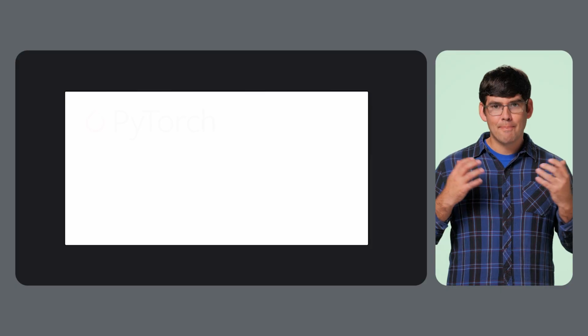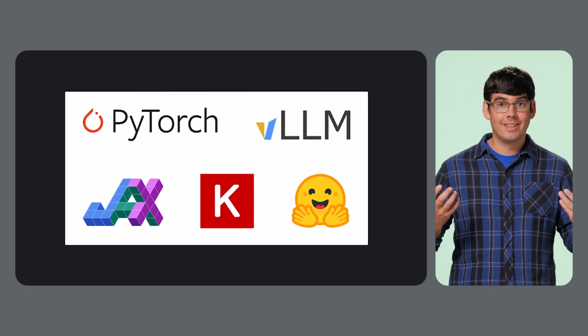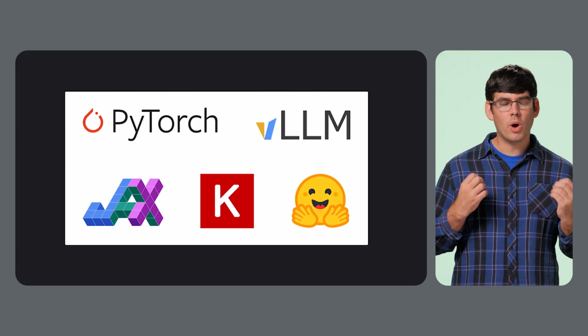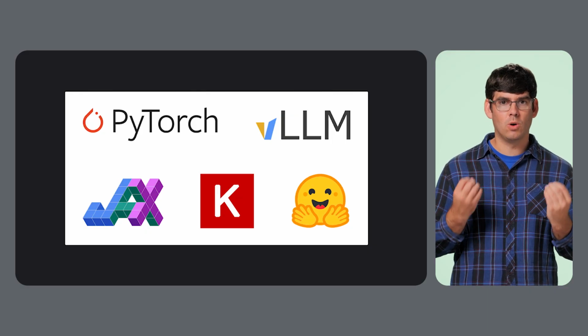If you're already working in AI or learning about it, you've probably dealt with a few frameworks. PyTorch, Keras, JAX, Triton, vLLM. But what are they all for? How are they different? And when should you use one over the other?